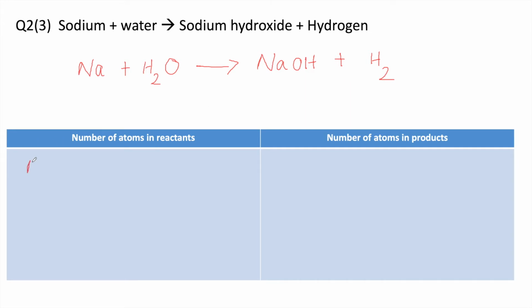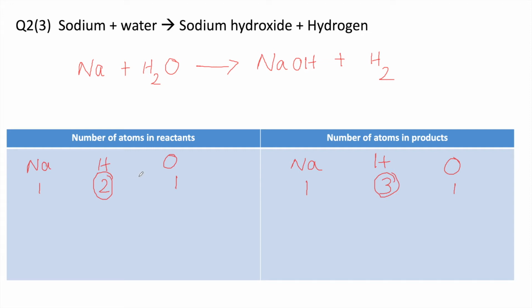Now we can write the atoms here. Sodium, hydrogen, oxygen. Sodium, hydrogen, oxygen. Sodium, it's 1. Hydrogen, it's 2. Oxygen, it's 1. Sodium, it's 1. Hydrogen, here and here we should add it together, 2 plus 1, it's 3. Oxygen, it's 1. So the hydrogen is not balanced.